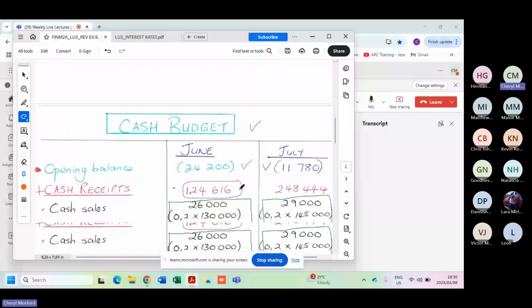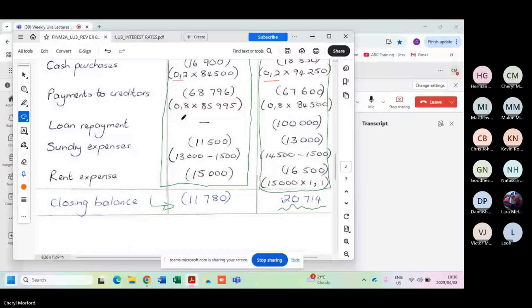So there we go. 80% is going to get me the credit component. May's purchases, because we lag a month, that's where we get the 68. For July, step number 1, find the credit component, which is 80%. But for the previous month, that 84 will be for June, because we lag a month. That's it for the payments to creditors.